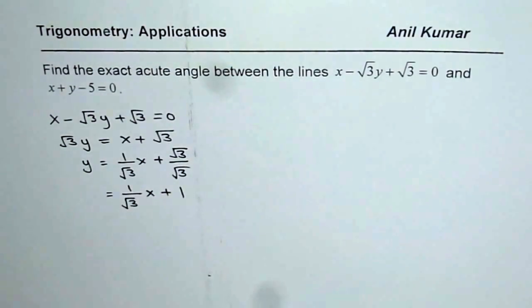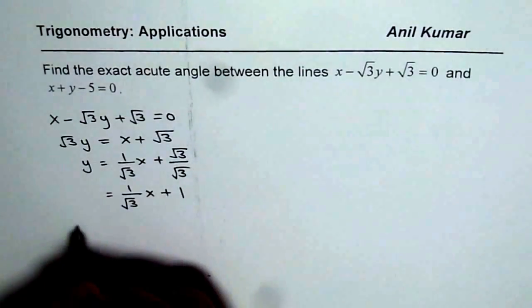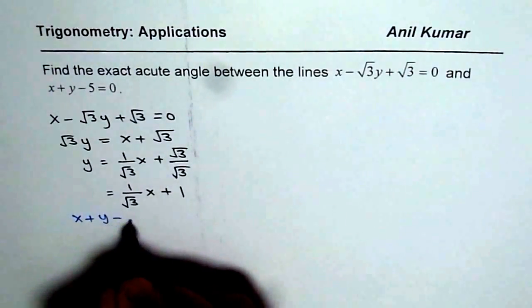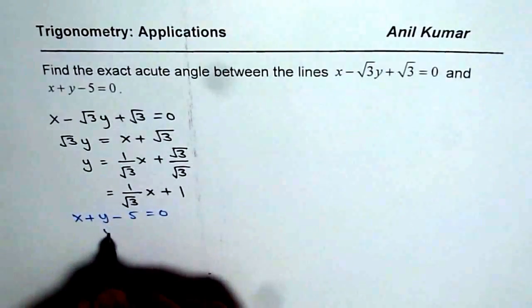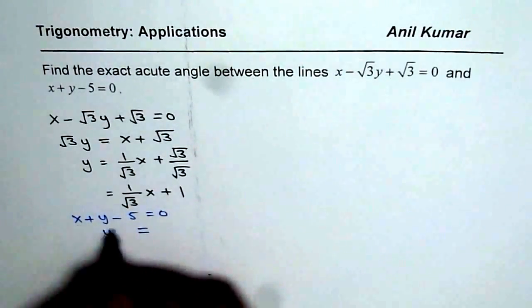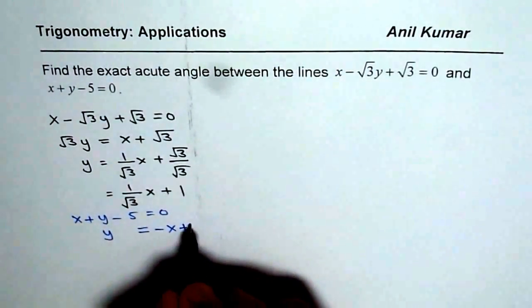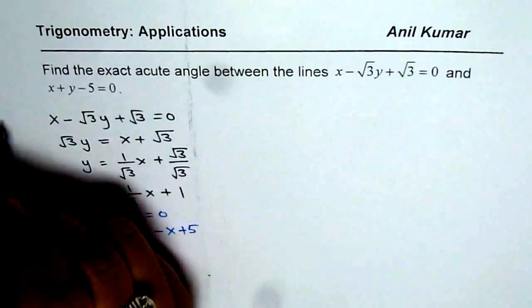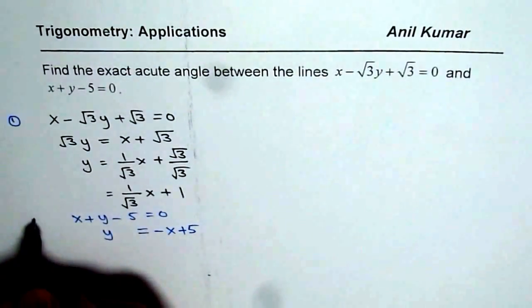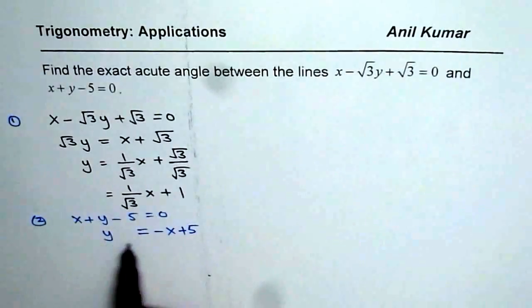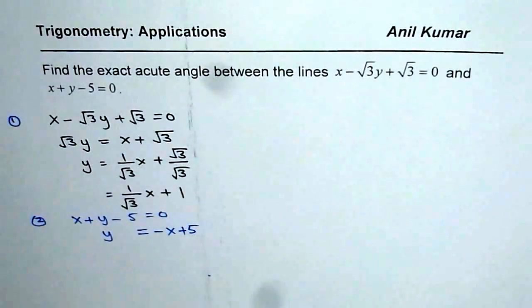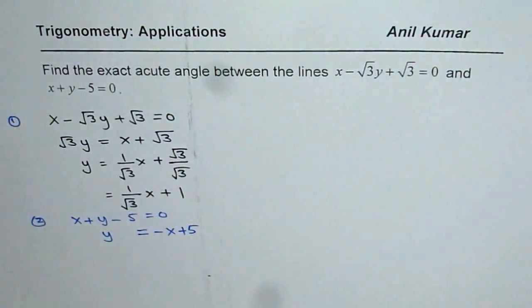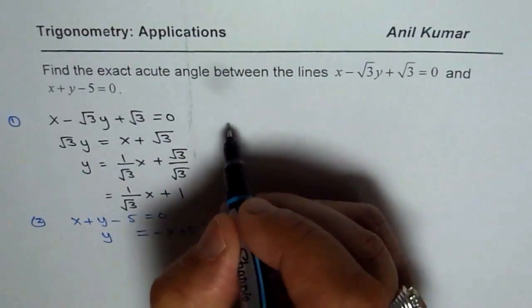The second one is x plus y minus 5 equals 0. So we can write this as y equals minus x plus 5. Right? So that is the second line. So these are the two lines given to us, which we can write in slope-intercept form. Now the question is, find the exact acute angle between the lines. How do you find that angle? So let's sketch these lines so that we get an idea of what should be done here.